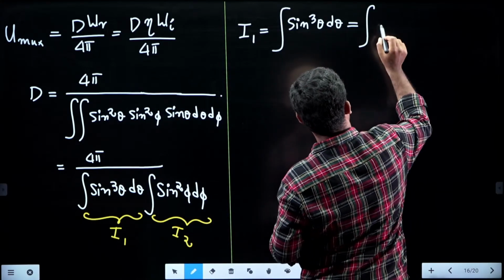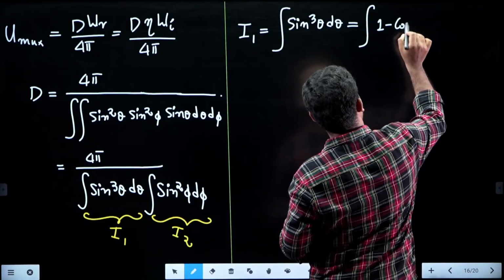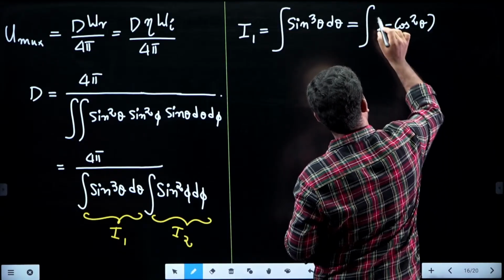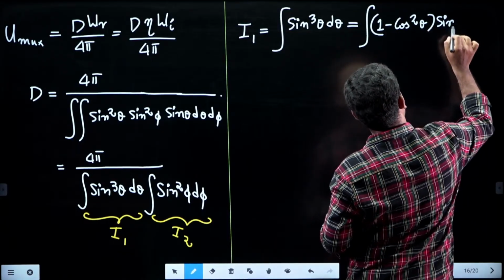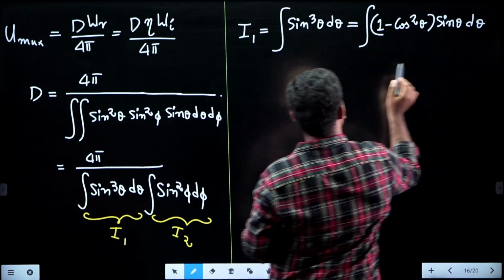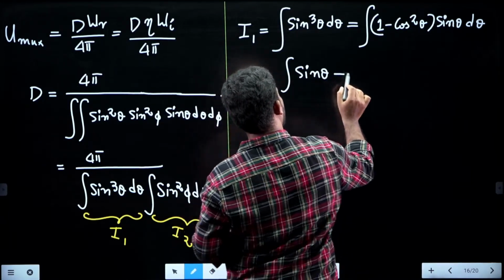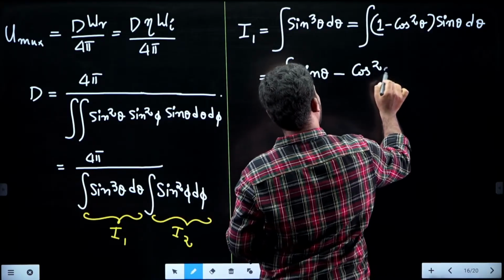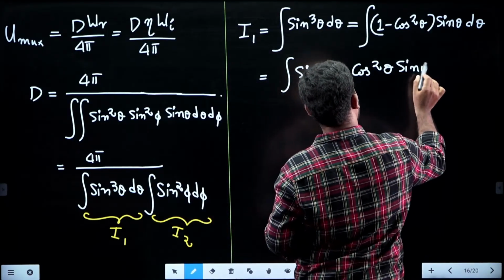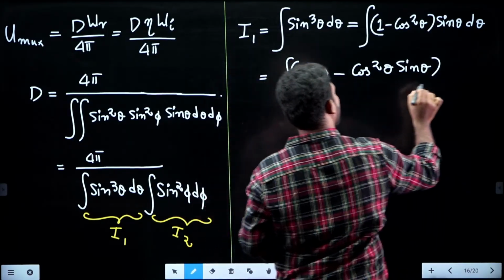So, this can be done by 1 minus cos square theta into sin theta d theta. So, this is sin theta minus cos square theta into sin theta. See, you must be reasonably good at mathematics.